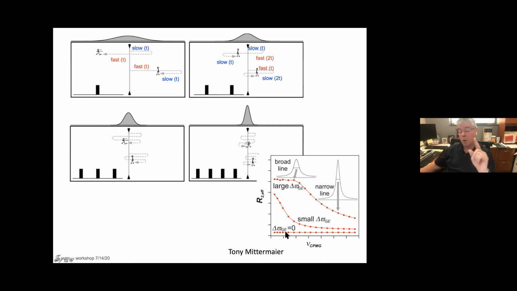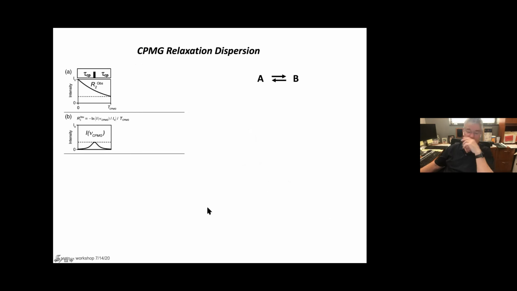Now, this is an important element. Even if there is exchange, but there's no difference in chemical shift, it's invisible. You can't measure it. So the ability to measure exchange depends on both the rate of exchange, KEX, but also delta omega, okay? And so this shows you what happens here. Okay, so now let's talk a little bit more about the CPMG.